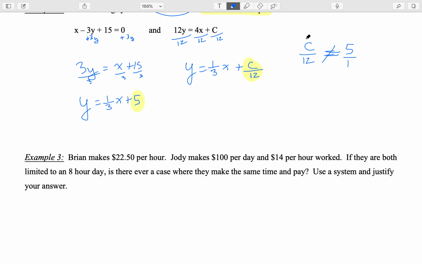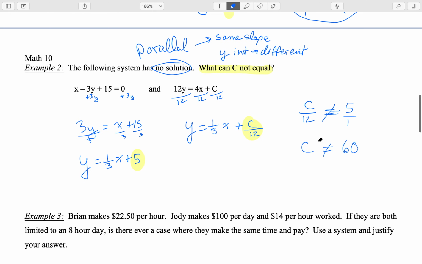Remember cross multiplying? C times 1 is equal to 5 times 12, which is 60. Oh, I don't want that. I want this. There it is. I don't want it equal to 60. What can C not equal to?